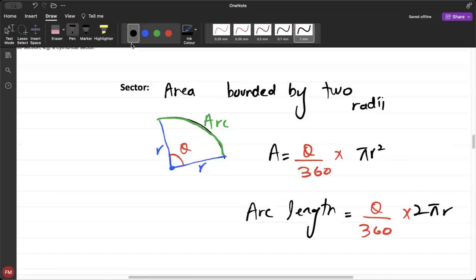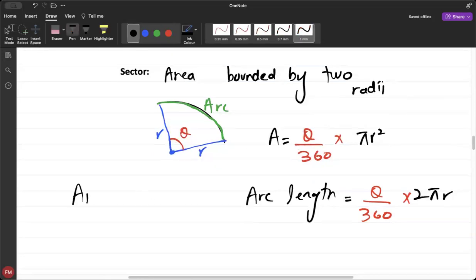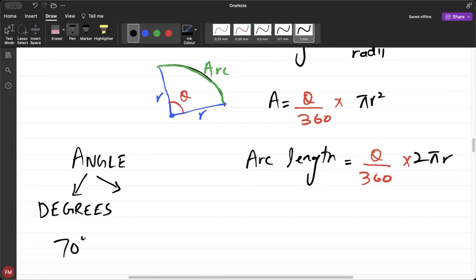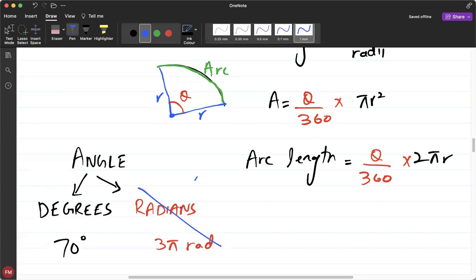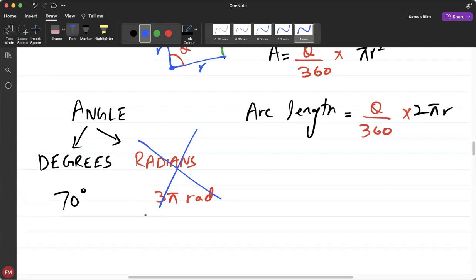So guys, what you need to realize over here is that when it comes to the angle I'm taking, there are two units. The first one is known as degrees, and the symbol that we use is 70, and then we place this tiny dot. And there's another type of angle which is known as radians, and for that, we use the unit rad. So I can say 3 pi rad. This is not a part of O levels and IGCSE. This is definitely part of AdMaths.